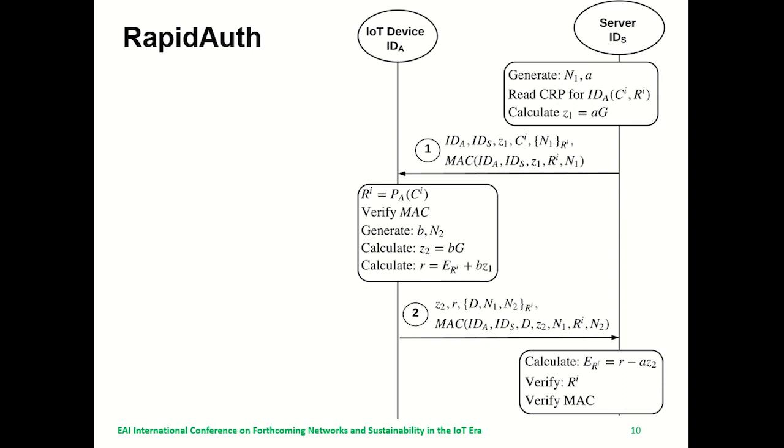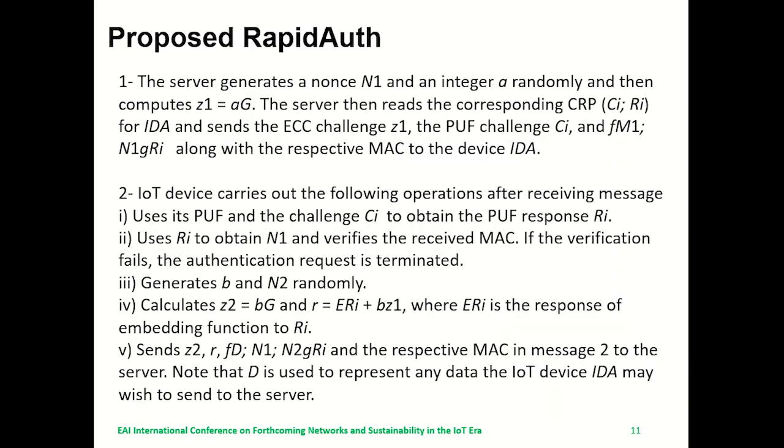Now the IoT device IDA sends a message to the server. The server, on reception of this message, computes E(Ri) = R - aZ2, verifies the response and verifies the MAC. If the MAC is verified, that means the device is authenticated. So this was the procedure of authentication in RapidAuth. This is described over here. Here D represents any data that an IoT device IDA may wish to send to the server. So we can also send data to the server.